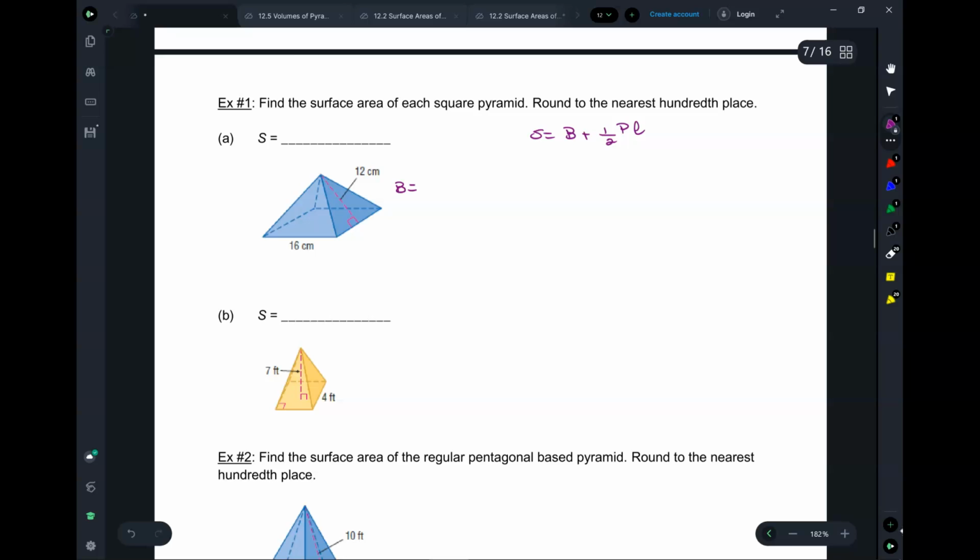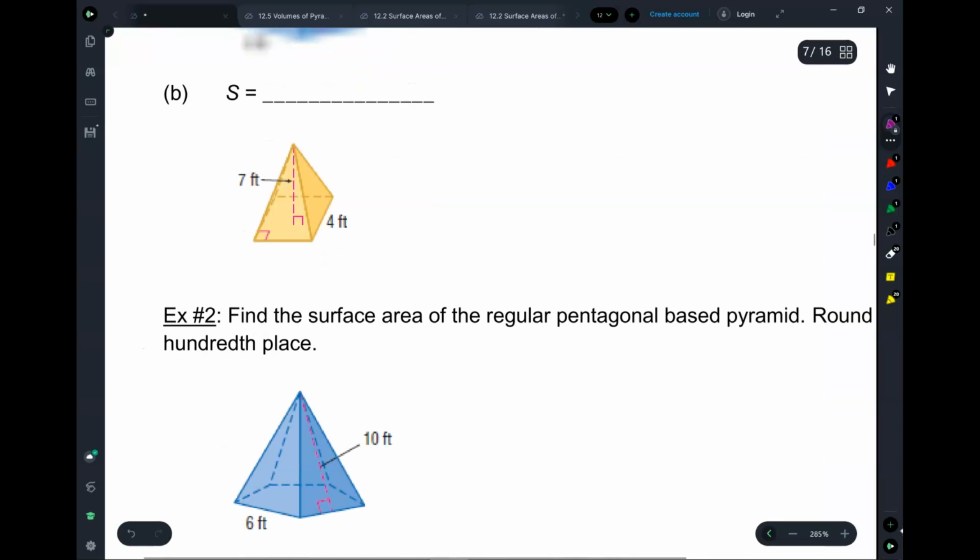B, the base area, this is a square, right? It says each of them are squares. So B is 16 squared, which is 256. And the perimeter is 4 times 16, which is 64. So the surface area is 256 plus half times 64 times 12. And that is 640. Okay? All right.